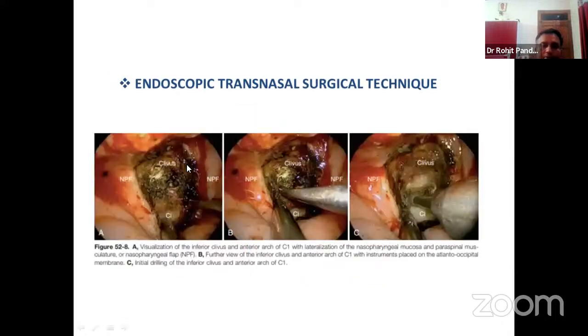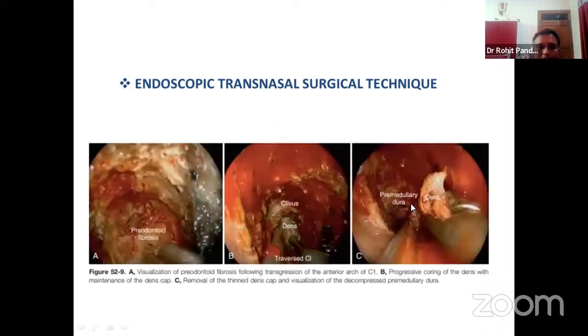So these are real-time images in which, after the midline incision and the retraction of the nasopharyngeal folds bilaterally, we come across the clivus and the C1 anterior arch like this, and slowly the ventral arch of C1 is drilled. And then periodontoid fibrosis can be dealt with, as we find in many cases of basilar invagination. And further, after that, we can remove the dens. That's the way we can decompress the cervicomedullary junction by the endoscopic approach.